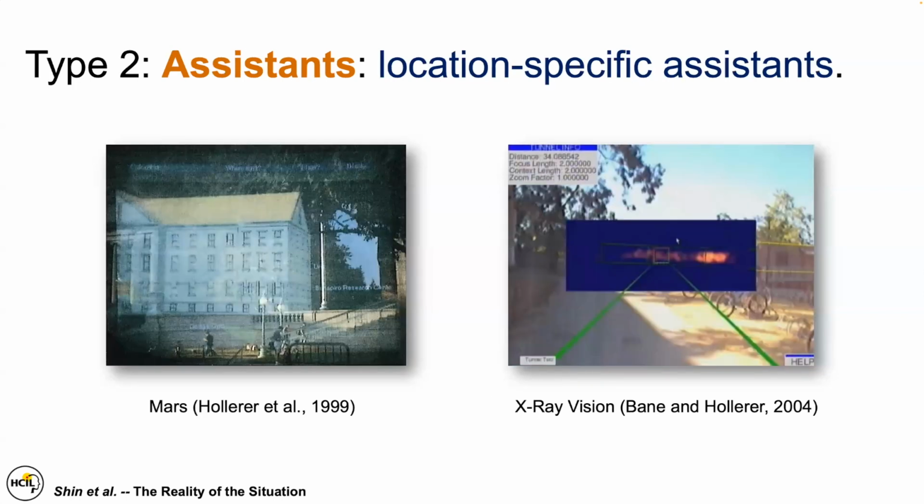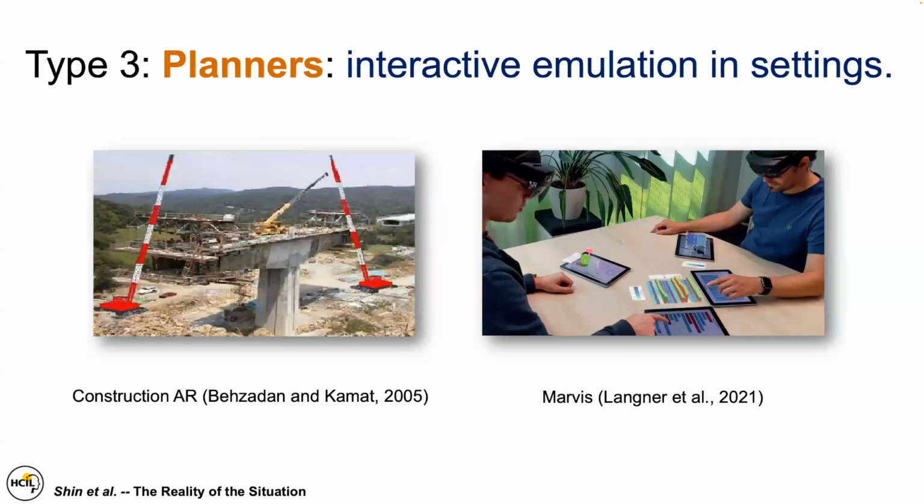Type 2 assistants are location-specific assistants. They provide location-specific information to the user. Examples include a situated analytics tool that helps users to explore a university campus, and a tool that shows the X-ray vision of a location.